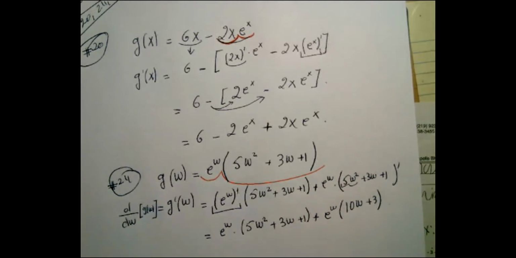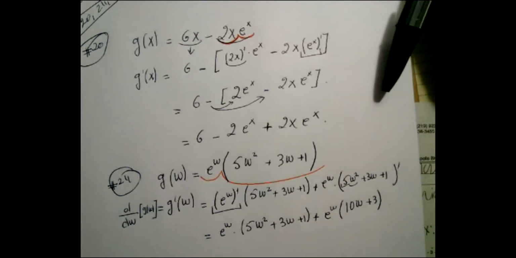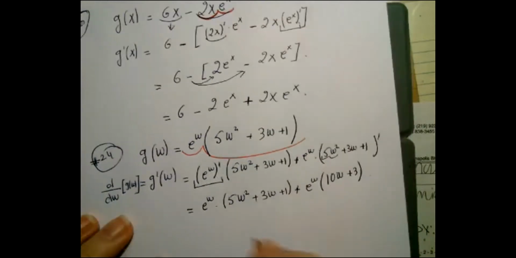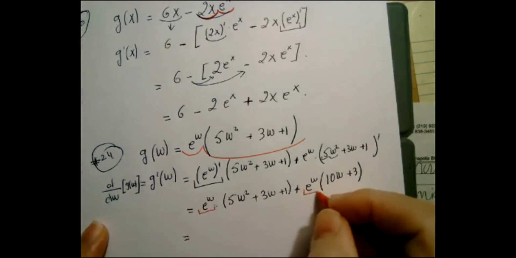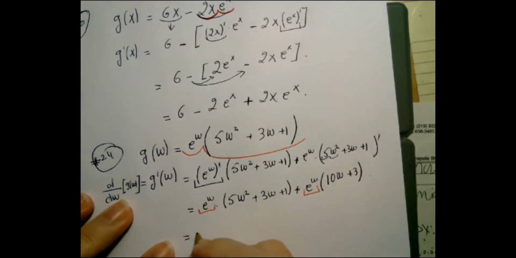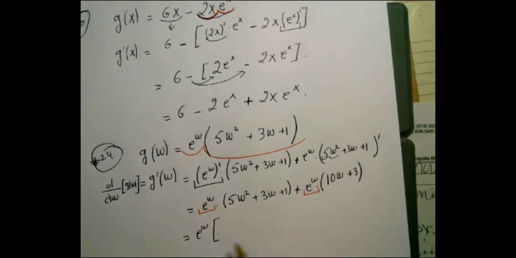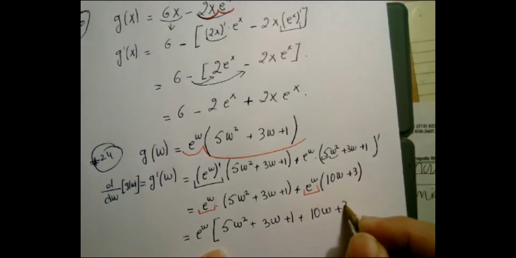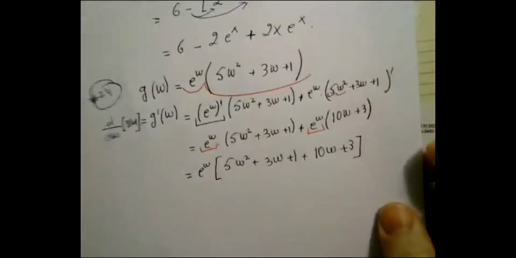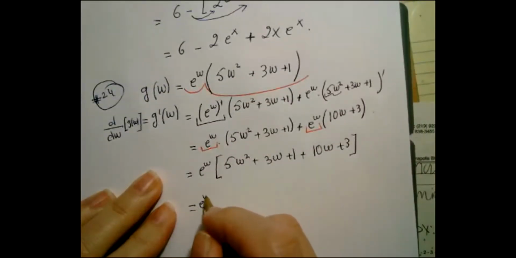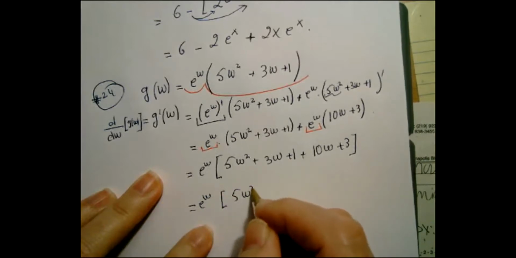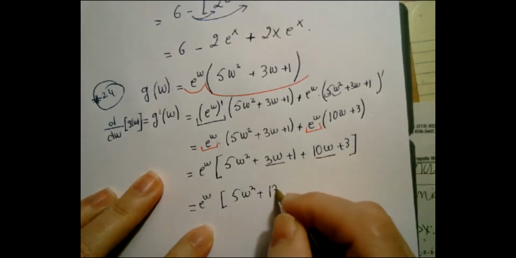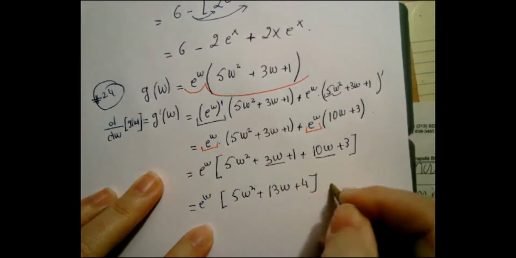Now at the end, we just combine the terms a little bit and then we proceed, okay? So let us combine them. I will get equal to, and you know, we are of course calculus 1, so I know I can factor out the e^w and I can do this. So that will give me 5w squared plus 3w plus 1 plus 10w plus 3. So finally we get e to the w, and I will have 5w squared, 3 plus 10, 13w plus 4, okay?